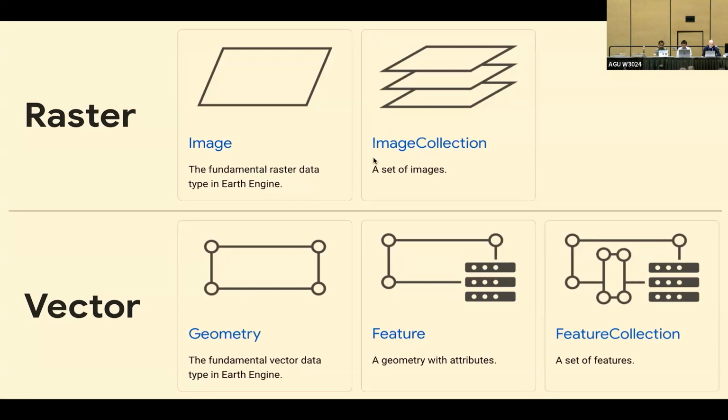And then we have vector data, and this is like lines, shapes, polygons, points. So we have three types of vector data.